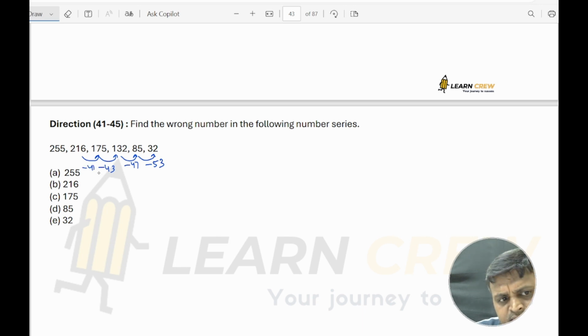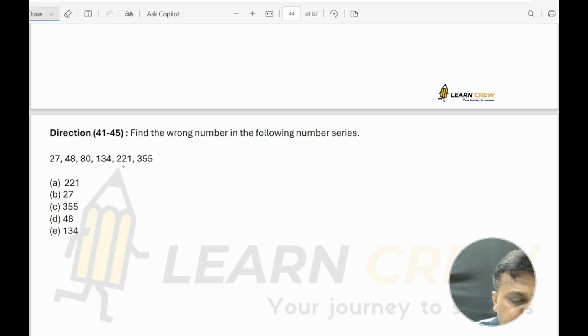So if you see here 41, 43, 47, 53, all are consecutive primes. So its previous prime has to be 37. So 216 plus 37 is 253. So 255 is wrong. Here 253 has to be there. So 255 is the wrong term. Option A.